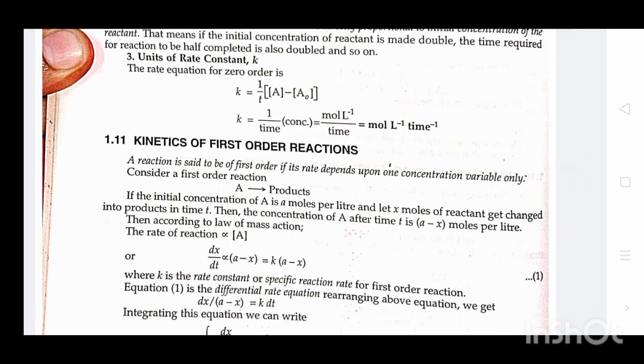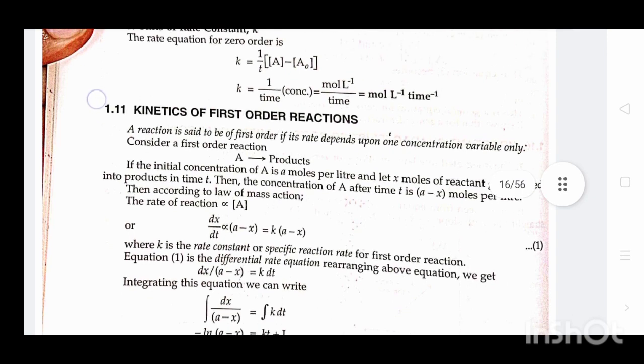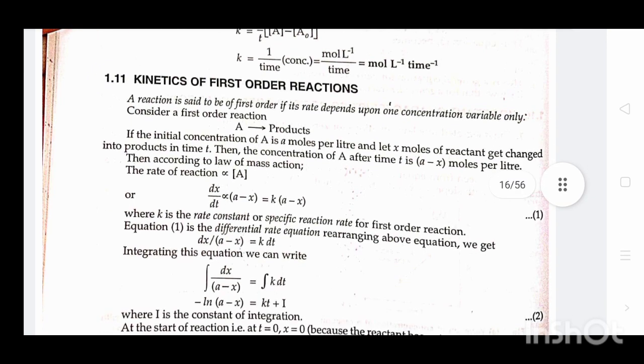Kinetics of first order reaction. A reaction is said to be first order if the rate depends upon one concentration variable only. Consider a first order reaction. If the initial concentration of A is a moles per liter and let x moles of the reactant get changed into products in time t, then the concentration of A after time t is a minus x moles per liter.